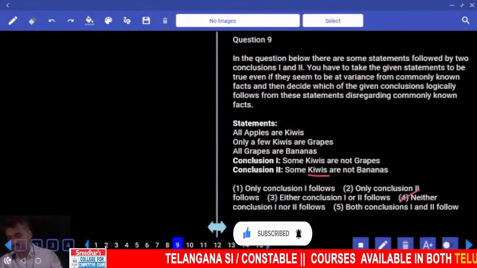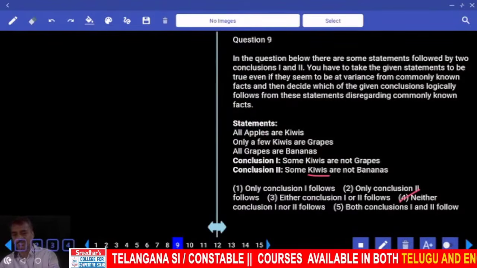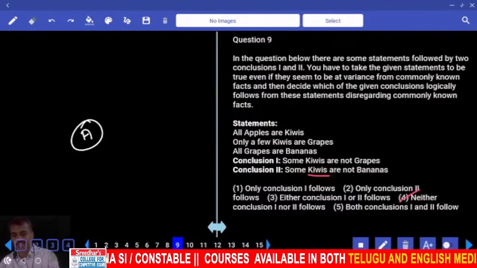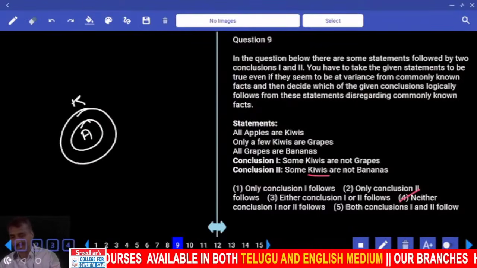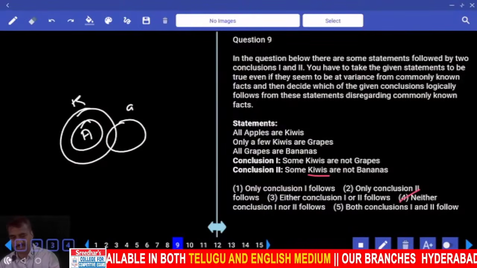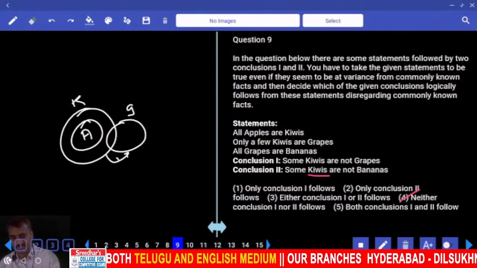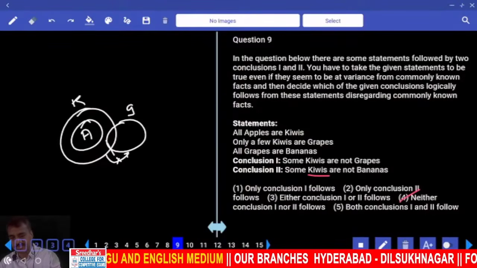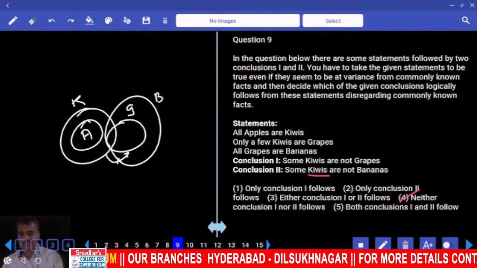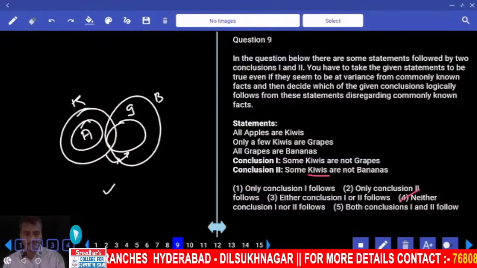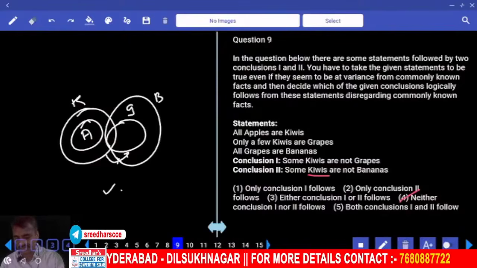Then next one, 9th one. Now in this 9th one, all apples are kiwis. Now these are the apples that are kiwis and only a few kiwis are grapes. Some kiwis are grapes but not all. All grapes are bananas. Now this entire grape is a part of banana. Some kiwis are not grapes, definitely. Some kiwis are not bananas, definitely.